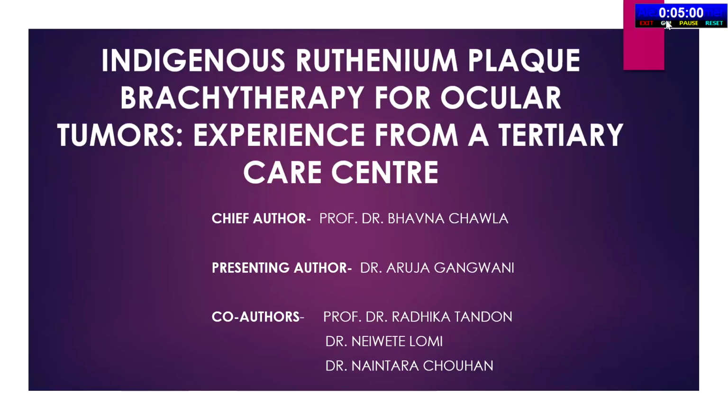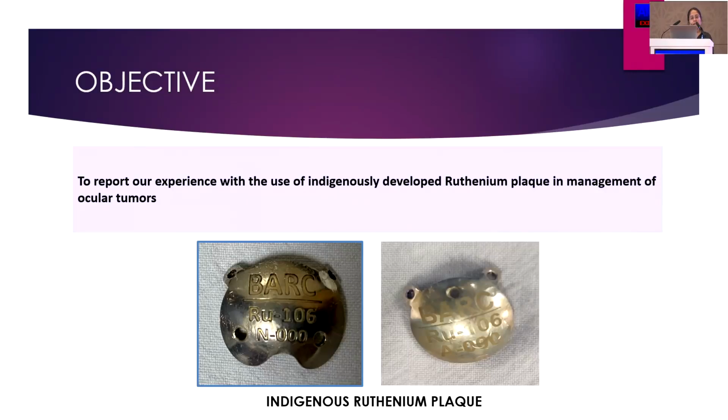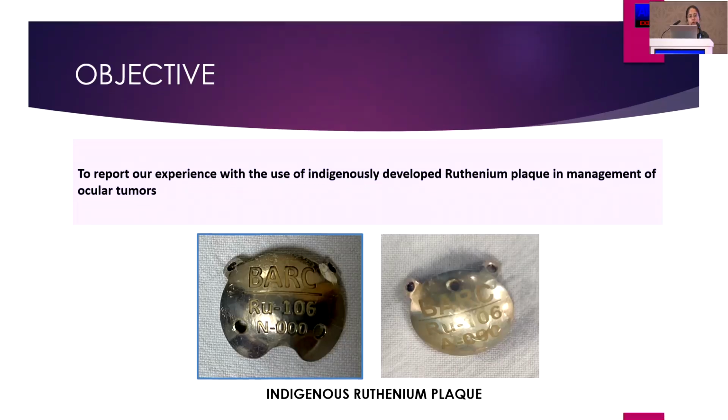Good morning, everyone. I'll be presenting my paper on indigenous ruthenium plaque brachytherapy for ocular tumors, experience from a tertiary care center. Plaque brachytherapy is a form of local radiation that is delivered to the eye via a radioactive device, with the most commonly used ophthalmic plaques being iodine-125 and ruthenium-106. BARC has recently introduced the indigenous plaque to make plaque brachytherapy treatment affordable and available in India. So we report our experience with the use of this indigenously developed ruthenium plaque in the management of ocular tumors.